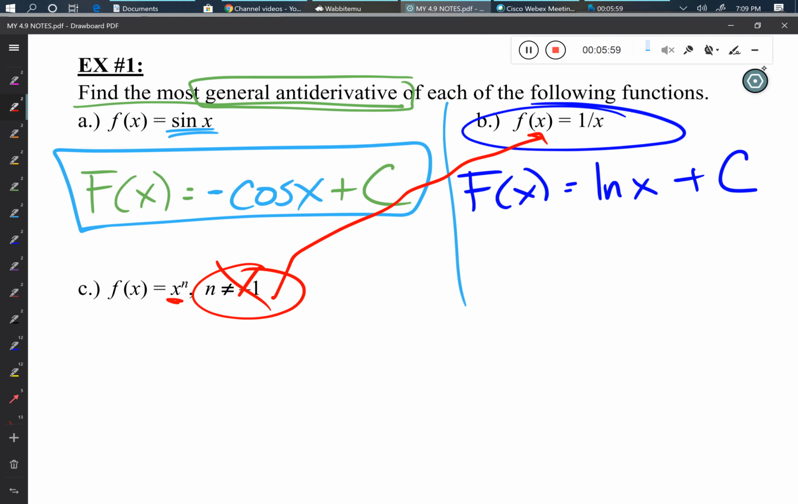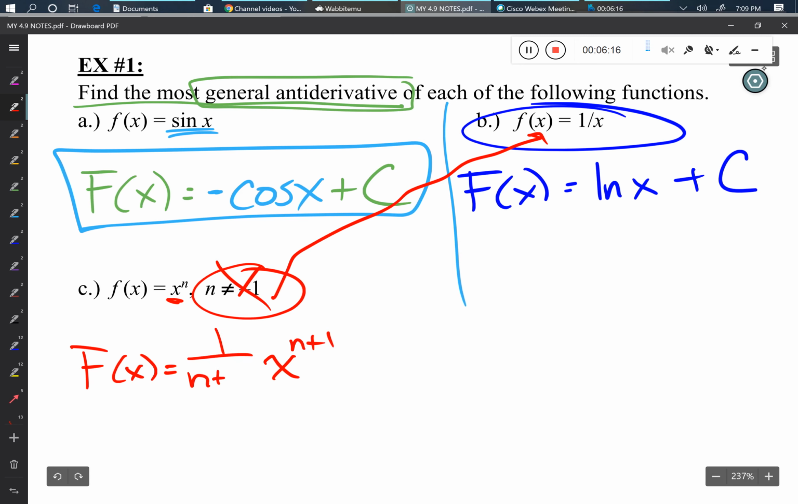Well, the rule for taking derivatives is to reduce the power by 1. So the rule for taking antiderivatives would be to raise the power. The rule for taking derivatives says multiply by that exponent. So then the rule for taking antiderivatives would be to divide by that exponent. And then that red right there would be the antiderivative, but we don't want the antiderivative, we want the most general. So we're going to stick a big old plus c on the end.